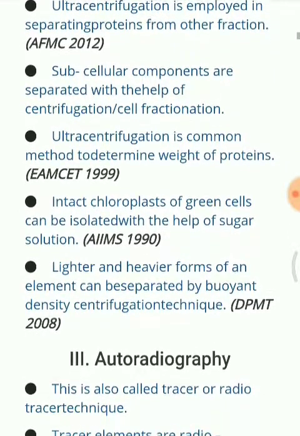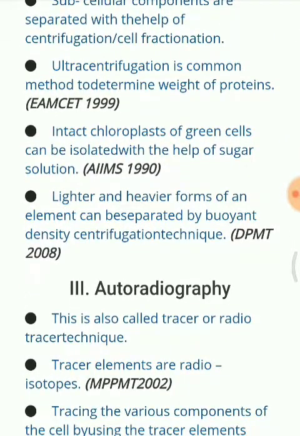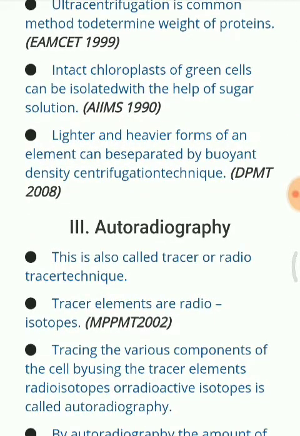Intact chloroplasts of green cells can be isolated with the help of sugar solution. Lighter and heavier forms of an element can be separated by the buoyant density centrifugation technique.